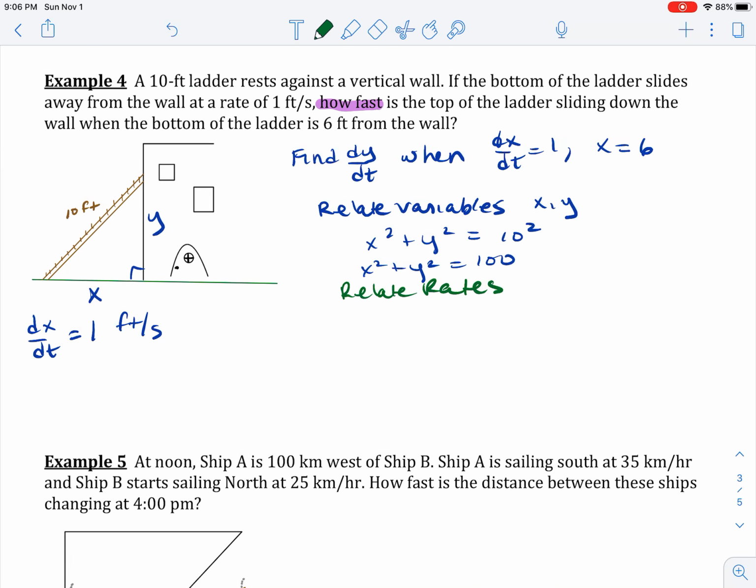And now it is time to relate our rates. And in relating our rates, we want to do implicit differentiation. And so x squared is going to be 2x dx dt. y squared is going to be 2y dy dt. That's our chain rule. And the derivative of 100 is 0. Now it's time to sub our values.